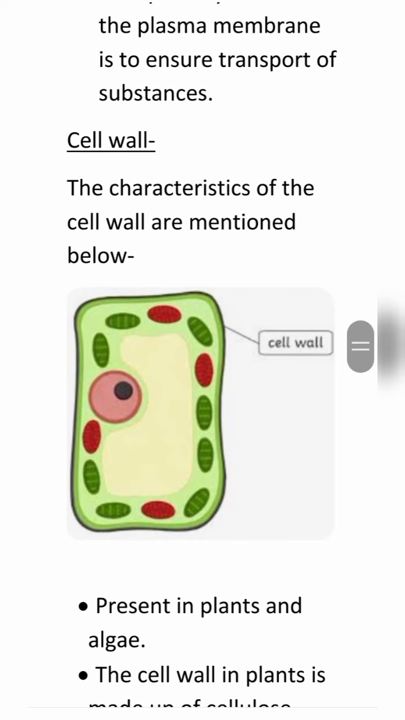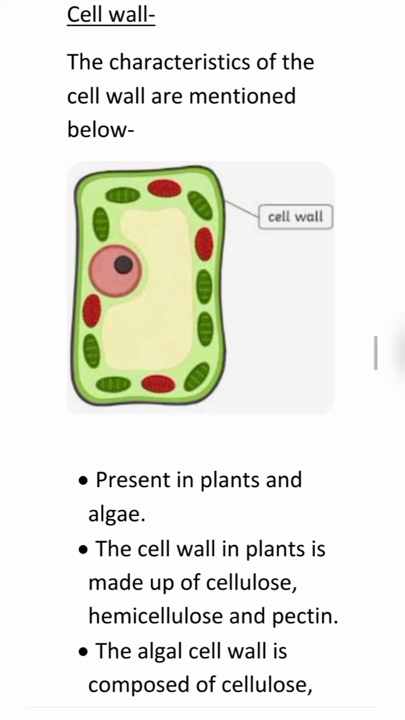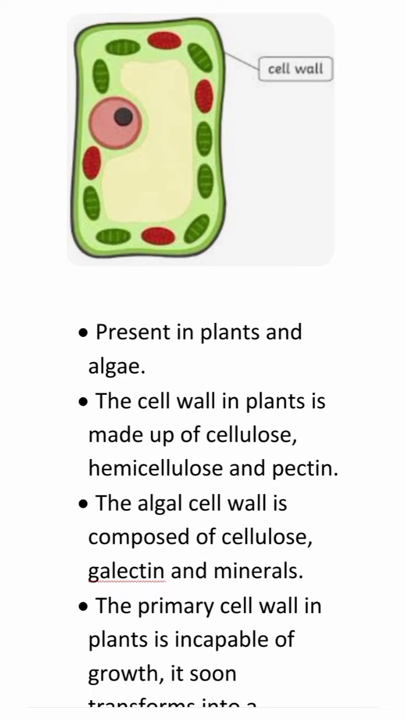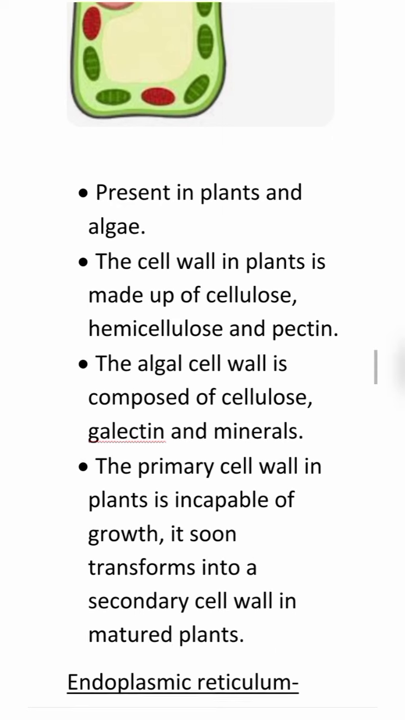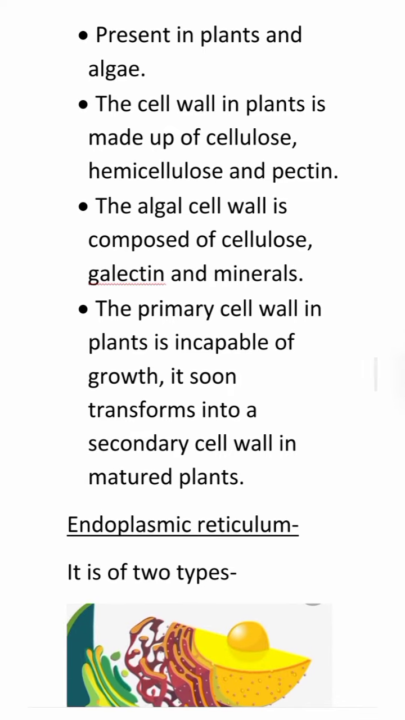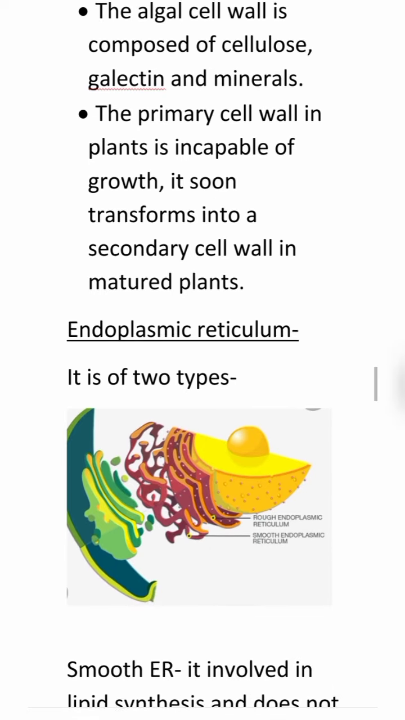Then let us know more about the cell wall. It is a characteristic feature in most plant cells, present in plants and algae. The cell wall in plants is made up of cellulose, hemicellulose and pectin. The algal cell wall is composed of cellulose, gelatin and minerals. The primary cell wall in plants is incapable of growth. It soon transforms into a secondary cell wall in mature plants.